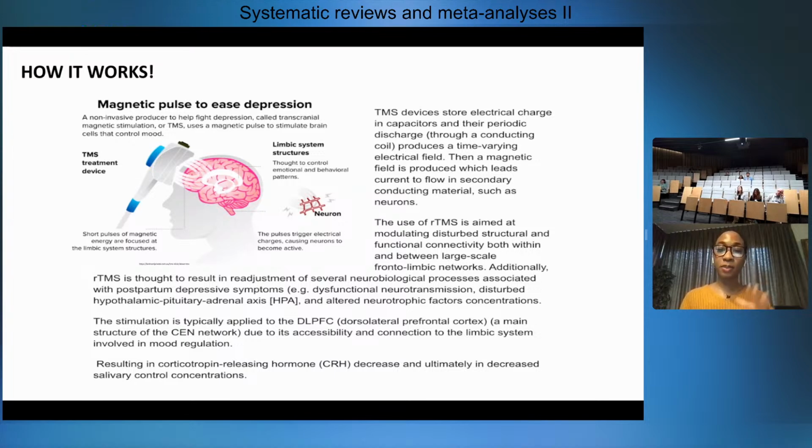So this device placed in this area sends electrical currents through the magnetic fields generated by it, remembering Michael Faraday's law. And these electrical currents go to the neurons and the synapses in this region to connect and correct the dysfunction of the hypothalamic pituitary axis, the neurotransmitters, and also altered neurotrophic factors for concentration, ultimately leading to relief of depressive symptoms and resulting in the reduction of corticotropin-releasing hormones and ultimately also reducing the salivary cortisol concentrations.